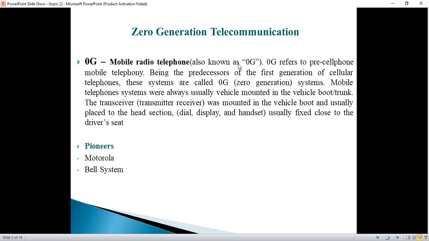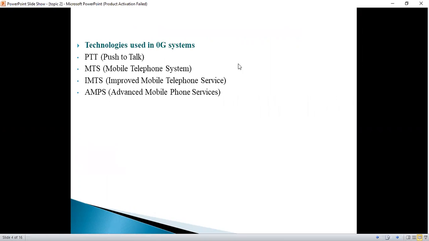Now we will see what technologies were used in zero G. First of all, we have push to talk. Push to talk is also known as press to transmit, which means that you have to press a certain button on that phone to send the data. You have to press the button, speak, and as you end up speaking, you release that button, and your data will be transmitted. This is why it is known as push to talk or press to transmit.